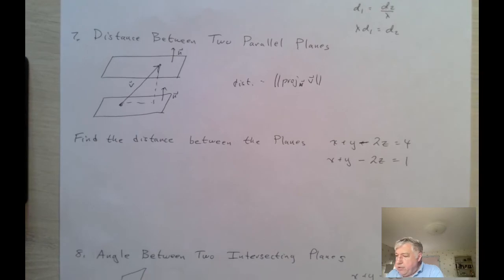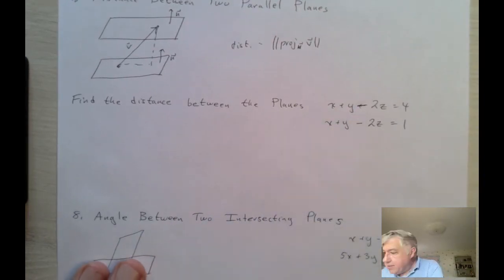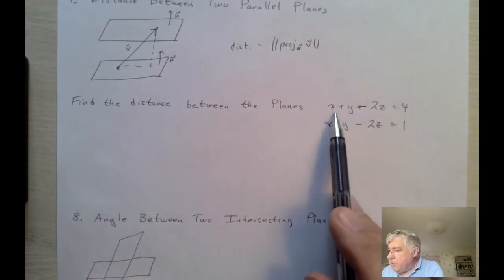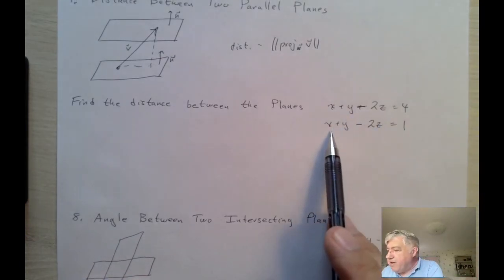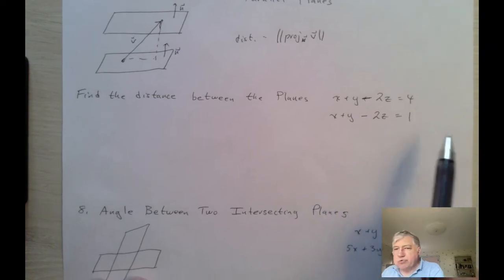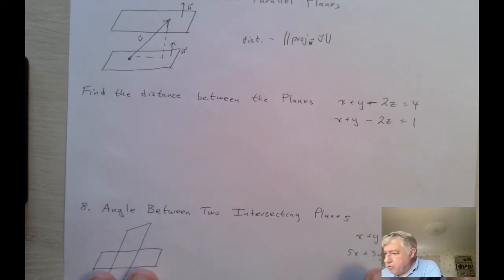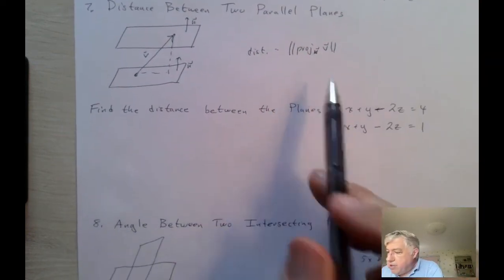Okay. So in this example, if we wanted to find the distance between these planes, here's our plane that we've been using, and we have another plane given by x plus y minus 2z equals 1. You might think that the distance between them is 3, but that's not quite true. Because there might be two particular points that are 3 units apart, but that's not the shortest distance. So what would be the shortest distance? Well, we just use this.